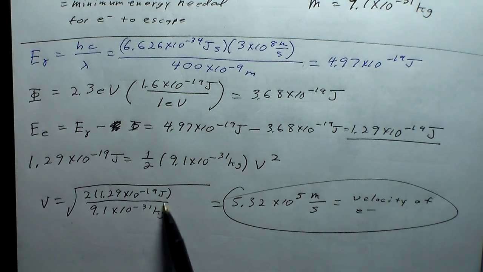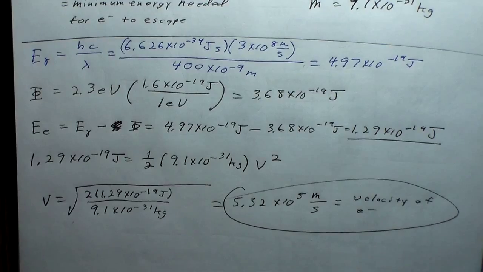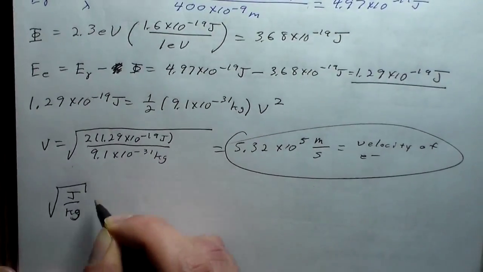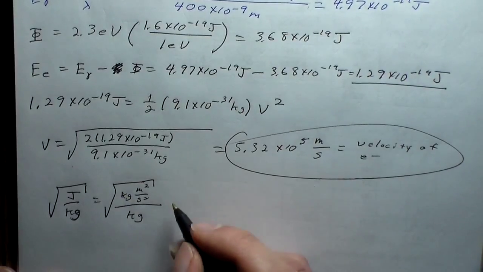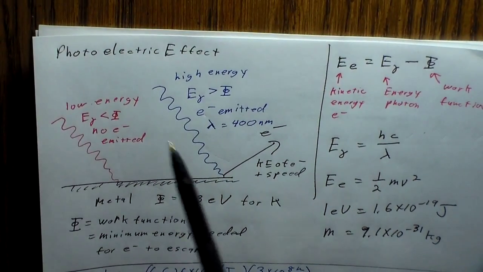And by the way, if you see these units here, joules per kilogram, and take the square root, how do we get meters per second from that? You just have to remember that a joule is a kilogram meter squared per second squared, and then it's quite obvious. You can see right here that the kilograms cancel out. It looks a little weird, but joules per kilogram, take the square root, gives us meters per second.